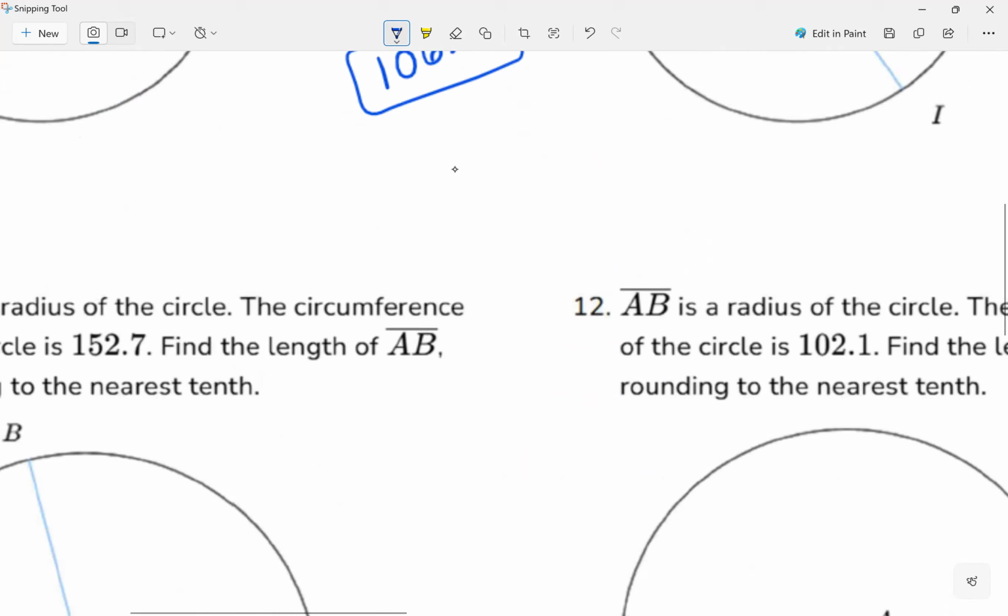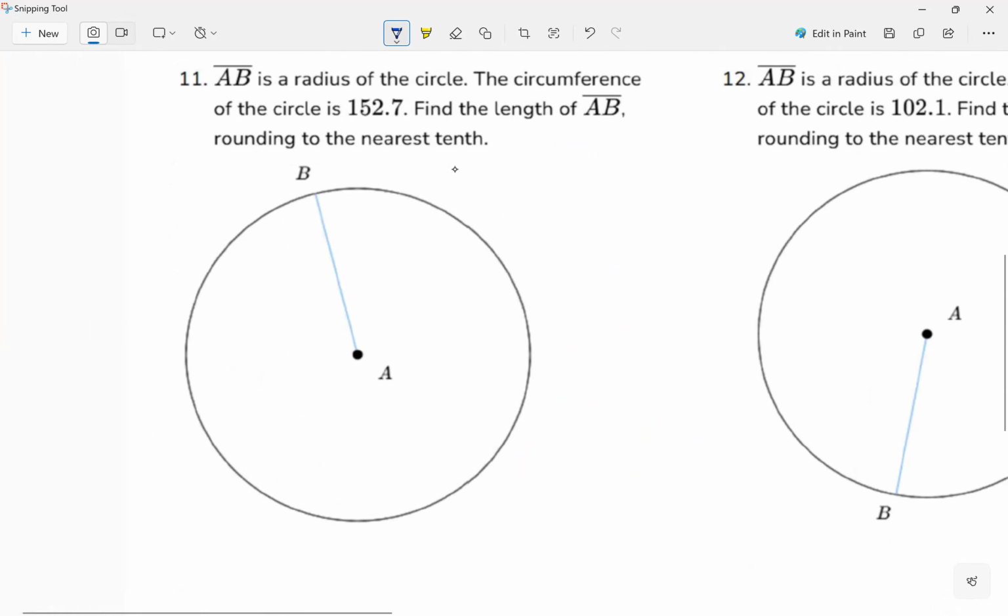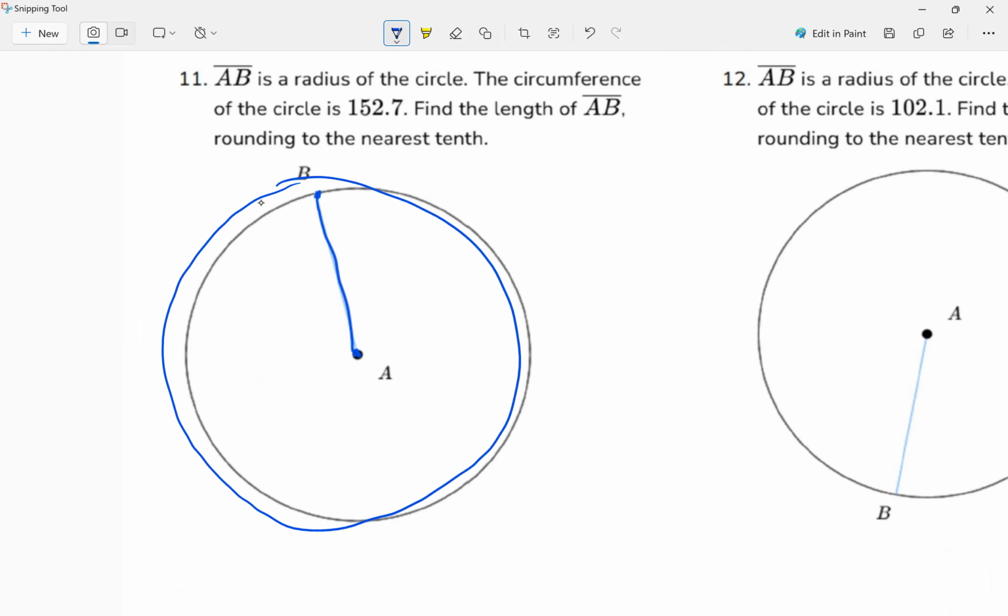So let's take a look at number 11. Seems like we're getting the hang of circumference. So it says AB is a radius of the circle, the segment AB. And yeah, I can see A is in the center, B is on the circle. So the segment AB is a radius. The circumference of the circle is 152.7. So now they gave me that the whole distance around the circle is 152.7. I'm going to say that's my circumference. Find the length of AB, the segment AB, rounding to the nearest tenth.